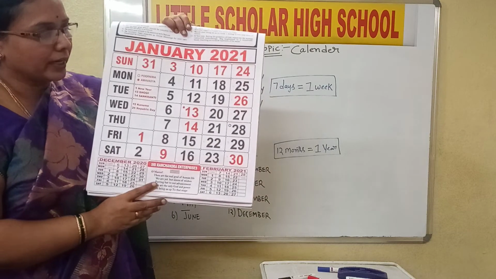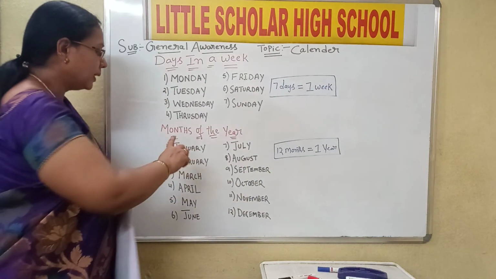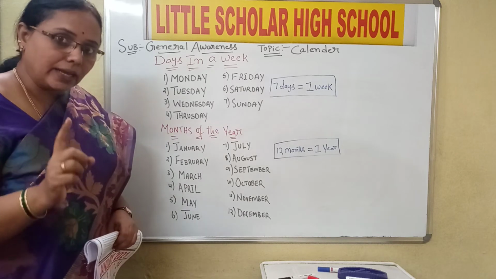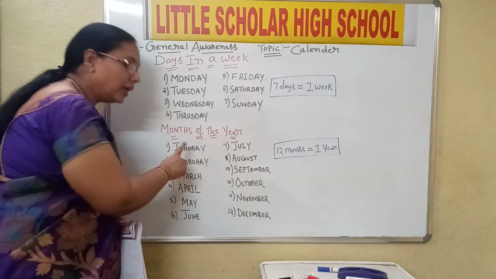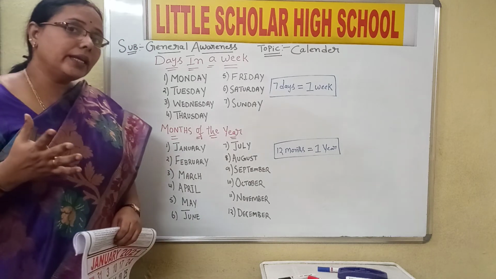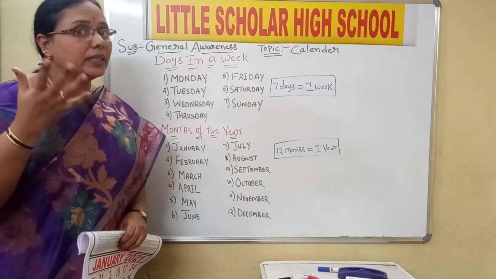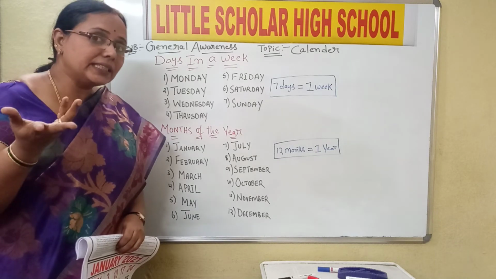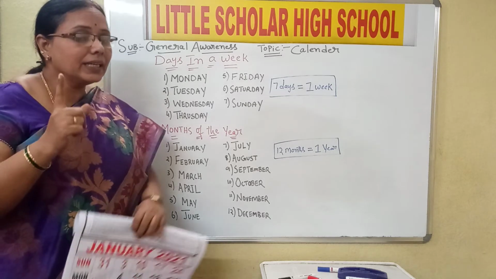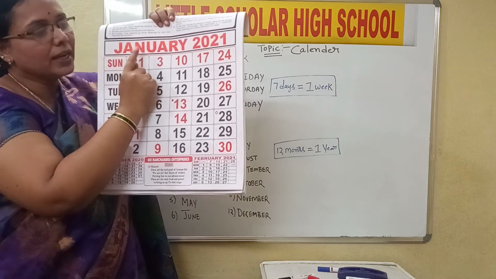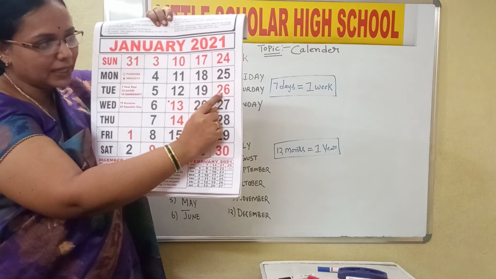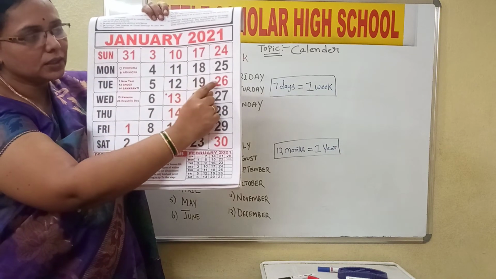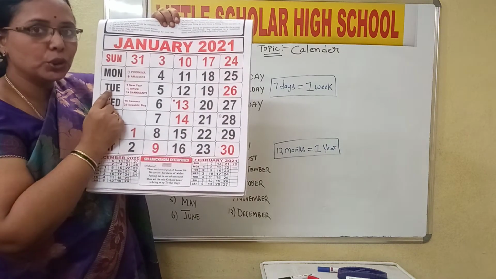Now for example, how to look at the calendar? I said that we celebrate Republic Day on 26th January. I know the date, that is 26th January, but I don't know which day it is, whether it is a Monday or a Tuesday or a Thursday. Then how to know the day? I'll go to the month of January, 26th January, Republic Day. Which day is it? Yes, it is Tuesday. That means 26th January is coming on Tuesday.